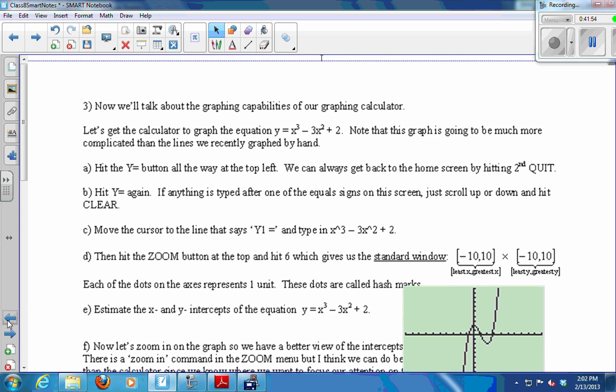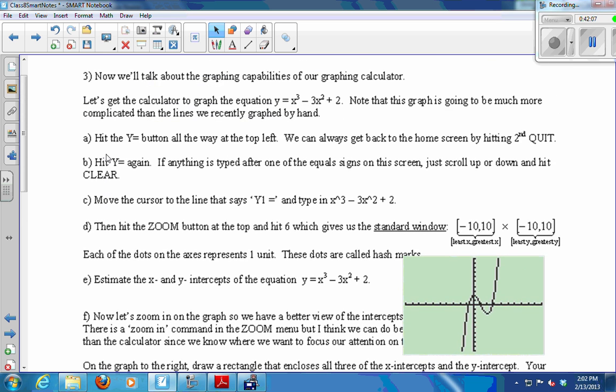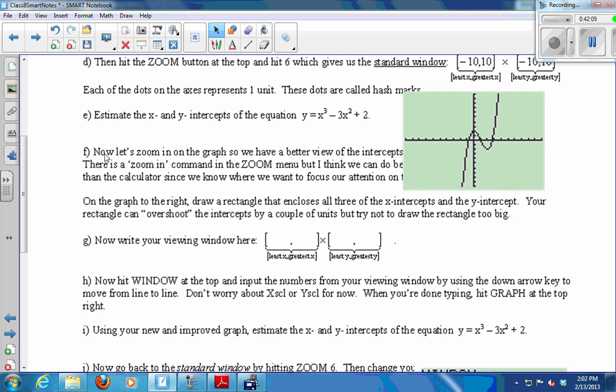Okay, so we skipped some stuff here that I'm going to let you play around with now on your own. So start up here at E with 3E, where they're estimating the intercepts, the x and y intercepts of this graph.